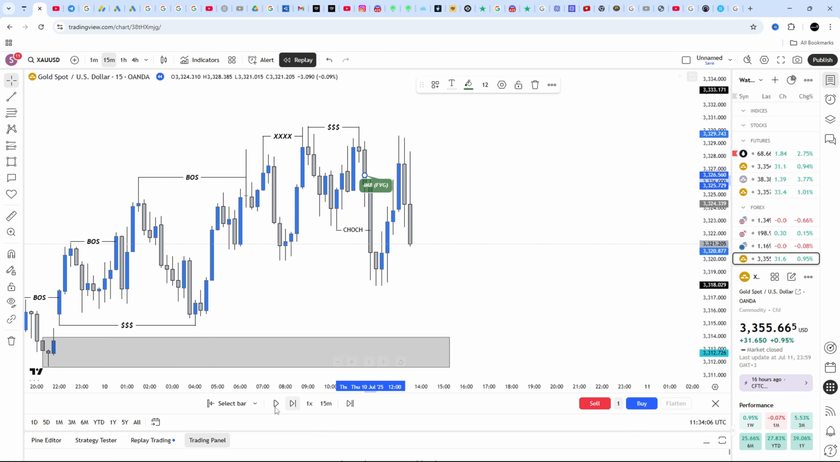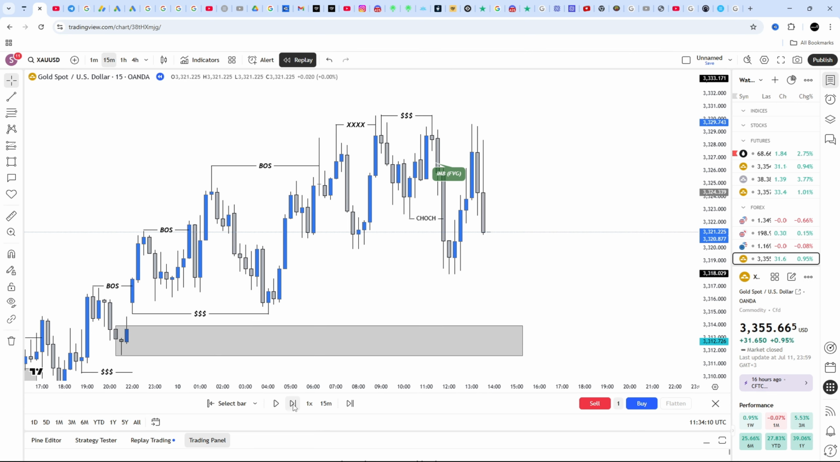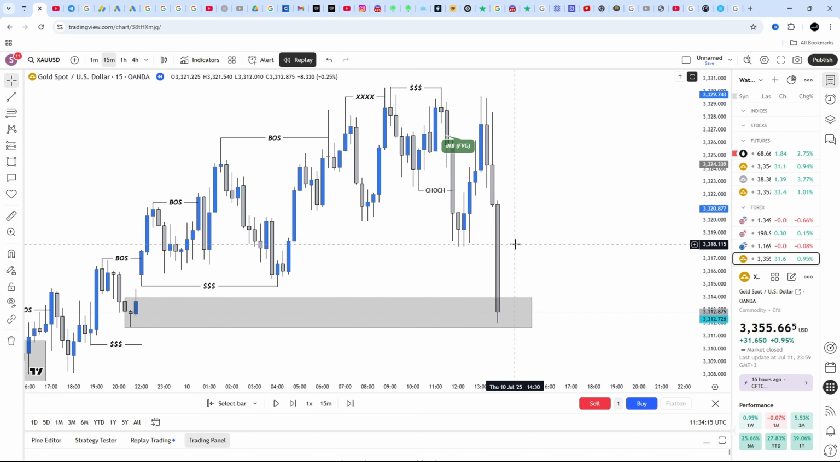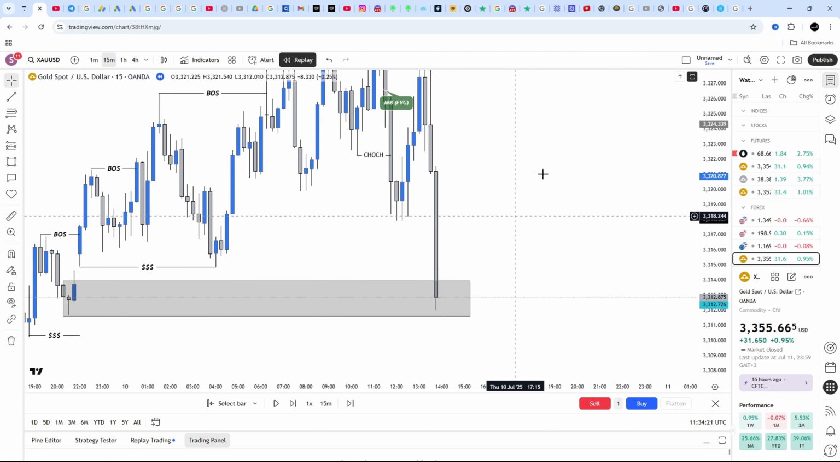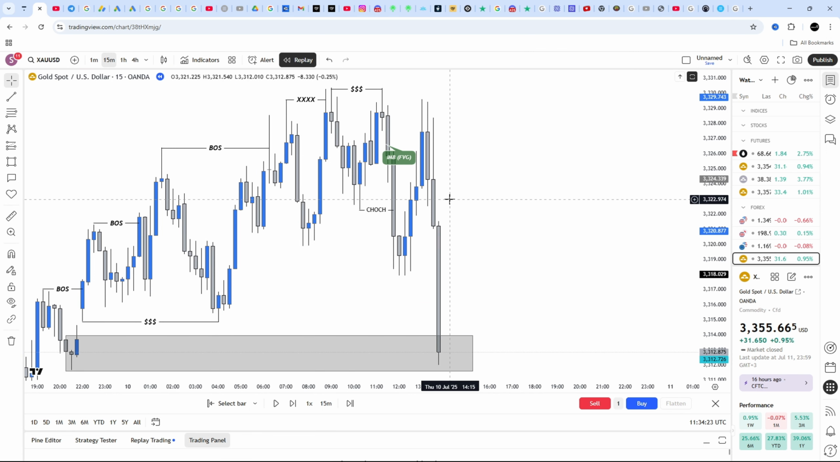So look at what happens here now. The market drops to our zone. Now, when the market drops to our zone, I'm not going to enter before confirming what is going to happen here. Firstly, the market is showing us that I have a change of character. I have a break of structure here. So this one was a break of structure, or BOS.